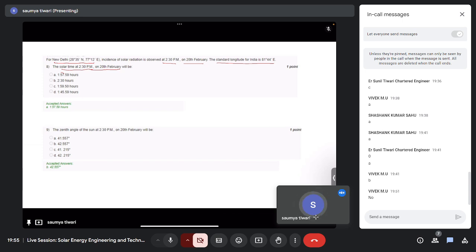Anybody has got the answer to this first part of this question, the solar time?